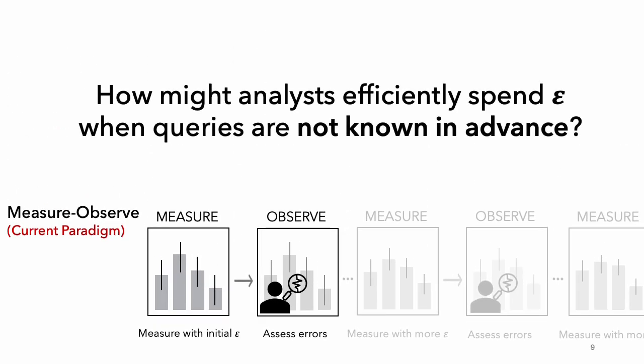The measure-observe paradigm is designed under the assumption that queries are known in advance. While there are mechanisms that reuse information across queries and can lead to more efficient uses of epsilon, there's still a tension when we consider exploratory analysis, because by definition we cannot know all queries in advance. So how might analysts efficiently spend epsilon when queries are not known in advance? Our answer is in our proposed paradigm.